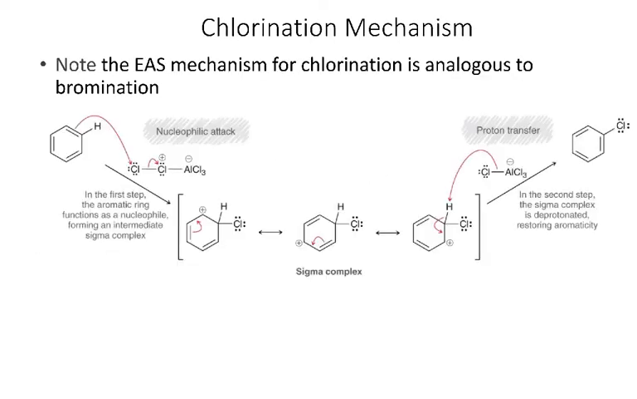If we look at the chlorination mechanism, it's identical to the bromination mechanism. The only difference is, in this case, they're using AlCl3 instead of FeCl3. But otherwise, it's identical, just replacing the bromines with chlorines. We first have nucleophilic attack, we make the sigma complex, and we end with a proton transfer.